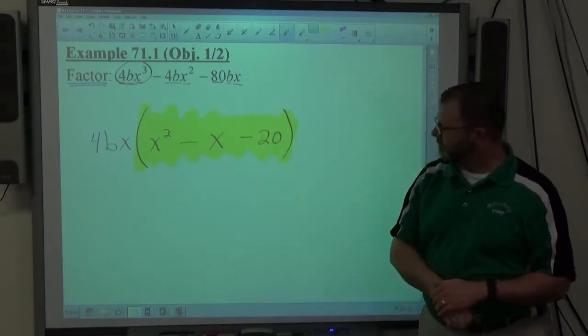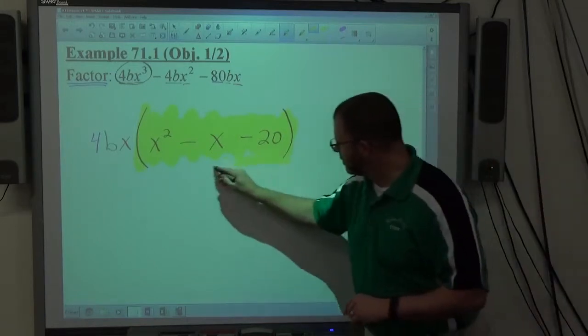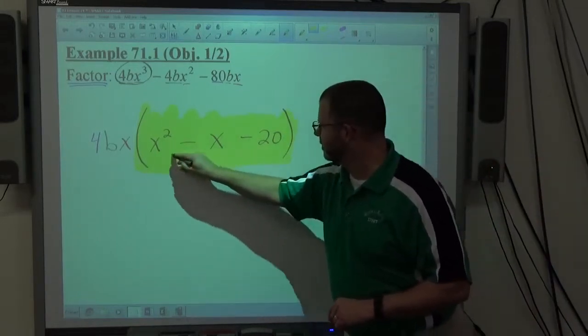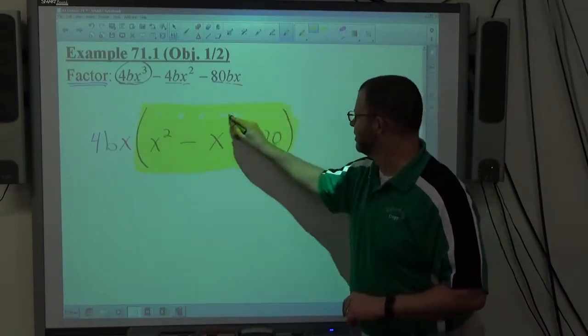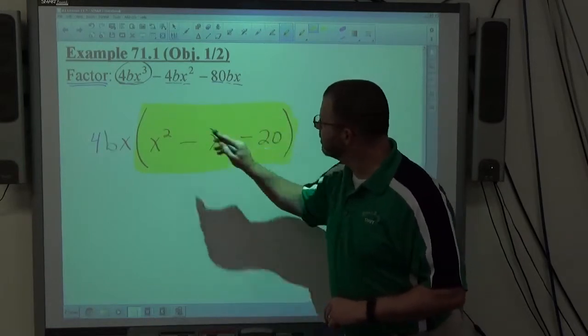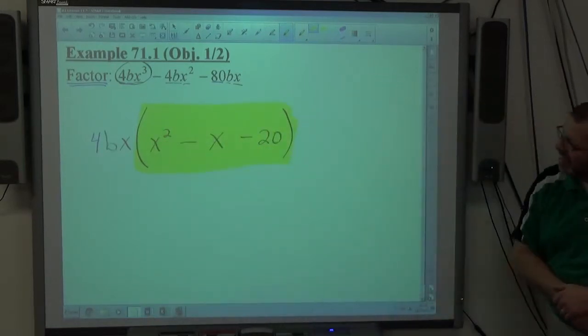Not even highlighting anymore. Alright. Okay, I got it all.